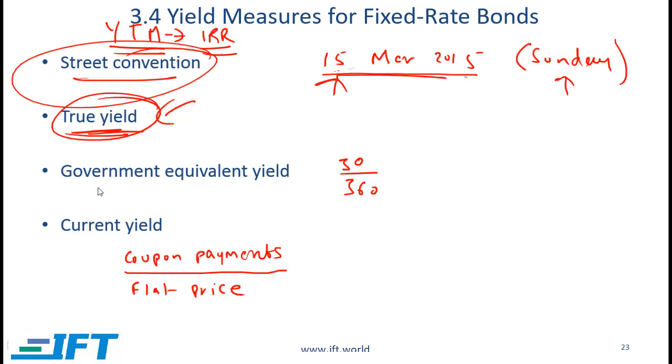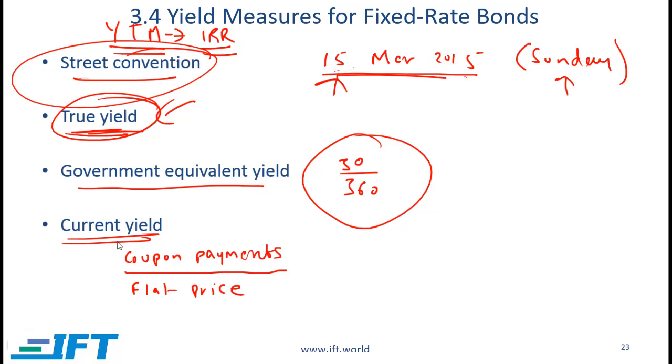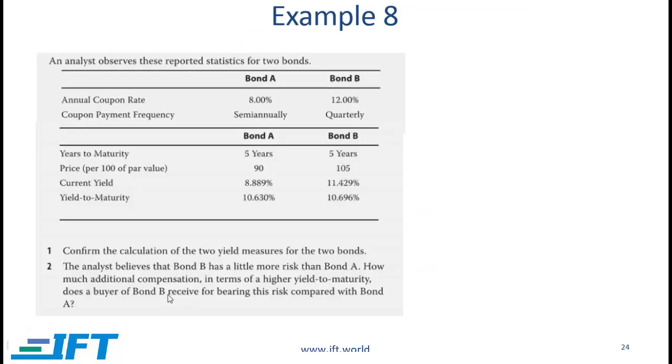Another convention is the government equivalent yield. This assumes a 360-day convention. And you also need to know this term, current yield. You have seen this in other places. The current yield is the coupon payments over the next 12 months divided by the flat price. Now let's take a look at example 8.